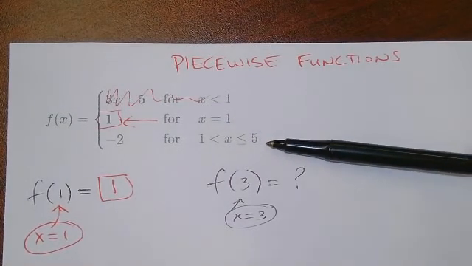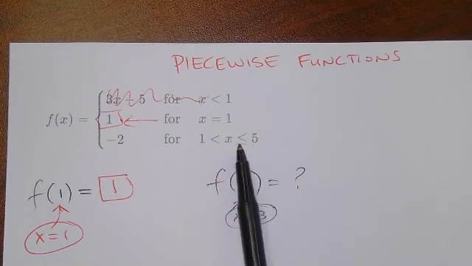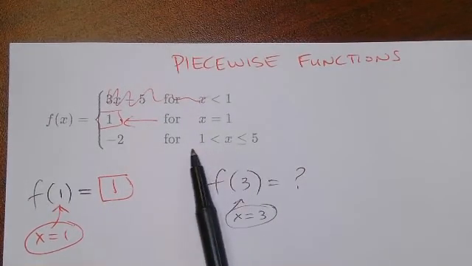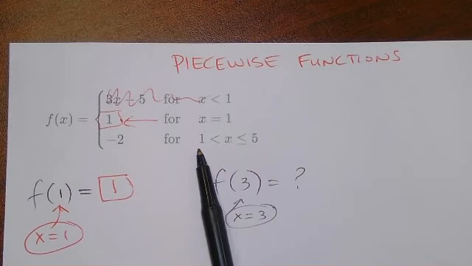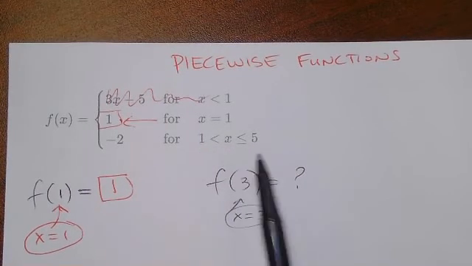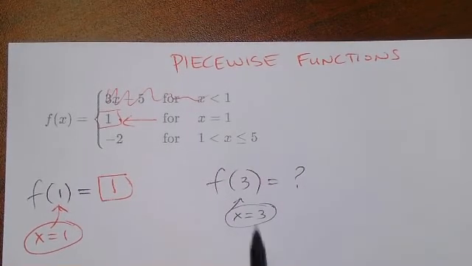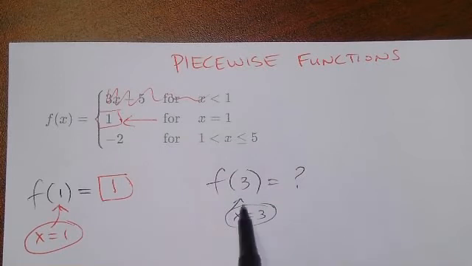Everybody agree it's the last one? 3, well, remember, this one's saying that what? X is any and all values that are greater than 1 and less than 5. Well, 1, 2, 3, 4, see, 3 is here. So that's how you know which one to use. You're only going to use one.